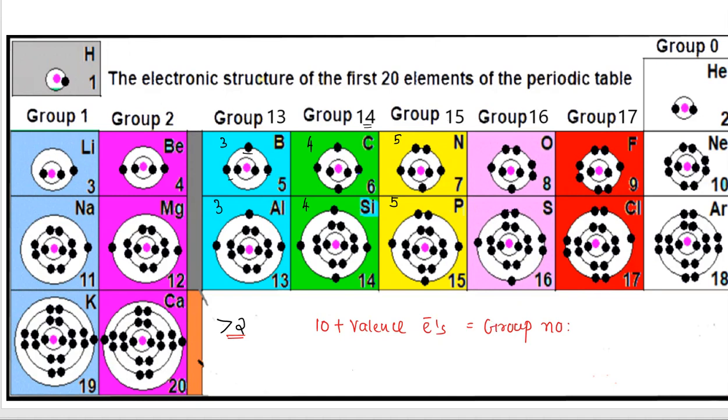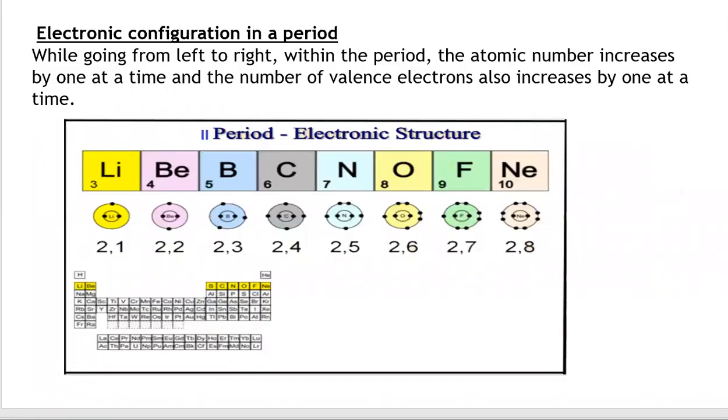Now let us discuss period. Electronic configuration in a period. Okay, now this is the second period: lithium, beryllium, boron, carbon, nitrogen, oxygen, fluorine, neon. You have to learn the first 20 elements, very important. S block and P block elements are very important. We are mostly studying those two blocks till 10th standard. And the first 20 elements: lithium, beryllium, boron, carbon, nitrogen.